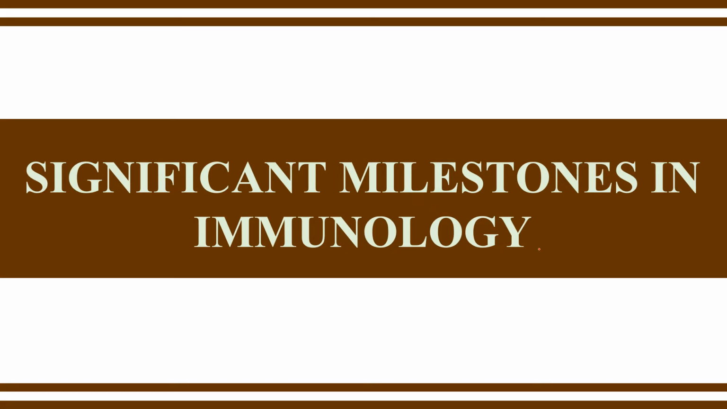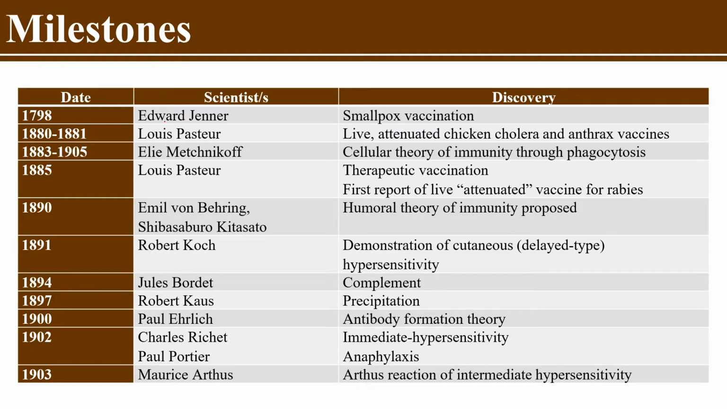Then, significant milestones in immunology. Now, in 1798, class, Edward Jenner discovered your smallpox vaccination via the use of cowpox. Then in 1880 to 1881, Louis Pasteur would use live attenuated chicken cholera and anthrax vaccines. 1883 to 1905, Elie Metchnikoff would develop the cellular theory of immunity through phagocytosis. So we have your neutrophils and your monocytes that would be involved in phagocytosis.